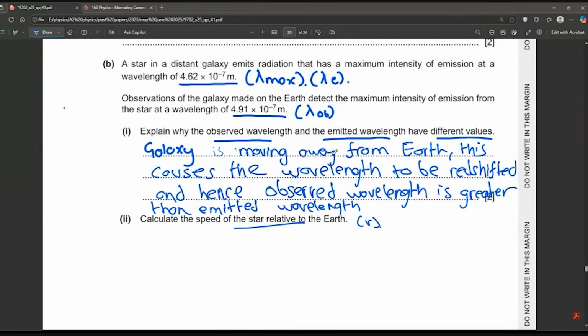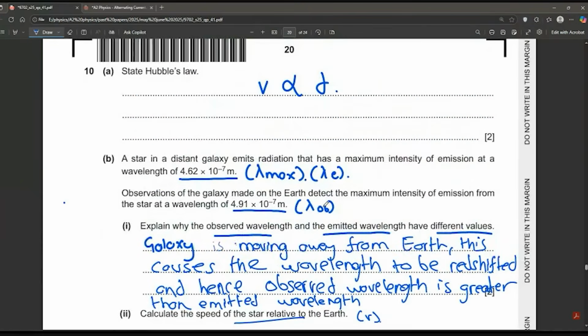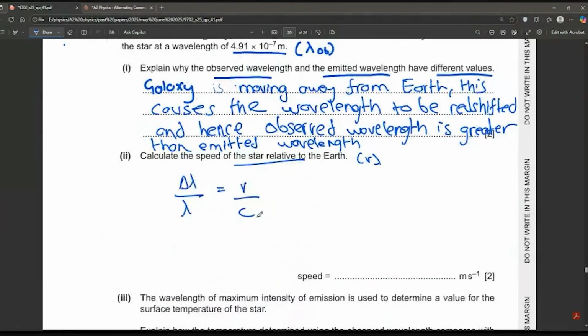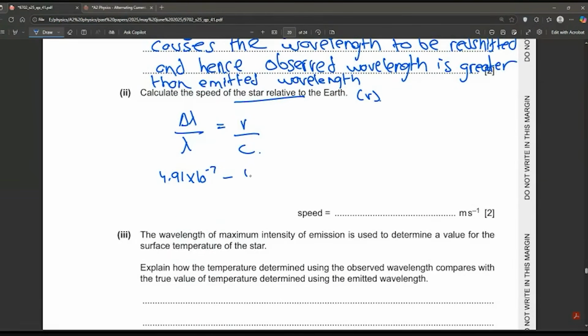Now you have to calculate the speed of the star. You have to calculate the speed of recession v. कैसे निकालोगे? Change in wavelength divided by the wavelength is equal to v over c. Change in wavelength किस तरह निकालोगे बेटा? What is the observed wavelength? 4.91 × 10^-7. Minus the emitted wavelength, that is 4.62 × 10^-7.